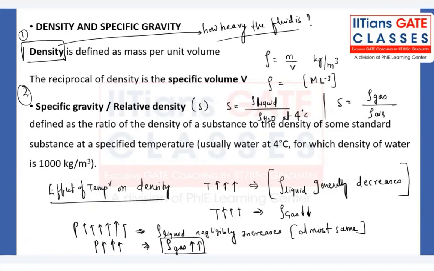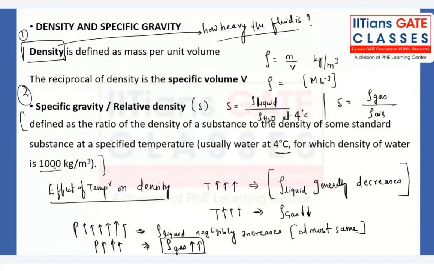What is the standard fluid by means of which we are comparing? In the case of gases, we are comparing with what? Air. In the liquids, we are comparing with what? Water. Here, the specific gravity is defined as the ratio of the density of any substance to the density of some standard substance at a specified temperature, right? Usually water at 4 degrees centigrade, for which the density of the water is 1000 kilogram per meter cube. Because if we change the temperature, my dear friend, at 20 degrees centigrade, the water does not have the density value 1000, it has 998.